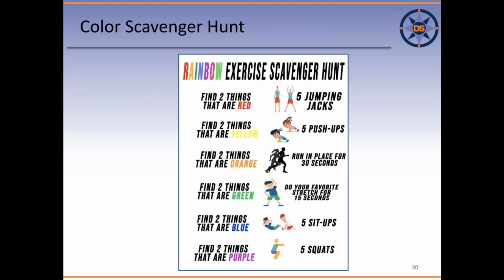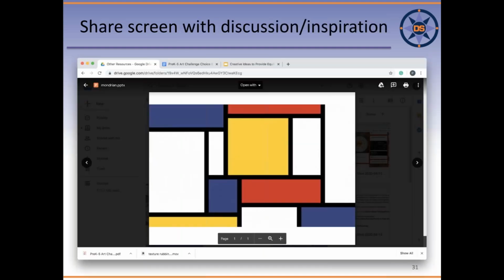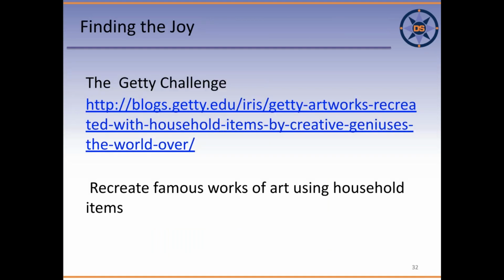So here's the rainbow exercise scavenger hunt. This is self-explanatory, and that's fun to do. It's like a mix of activities and colors, finding things. This was during a Zoom. I just brought up a piece of art and shared my screen and started a discussion, and then kids just created art that was inspired by this. How did they share the art with you, Paige? They just held it up and showed it.